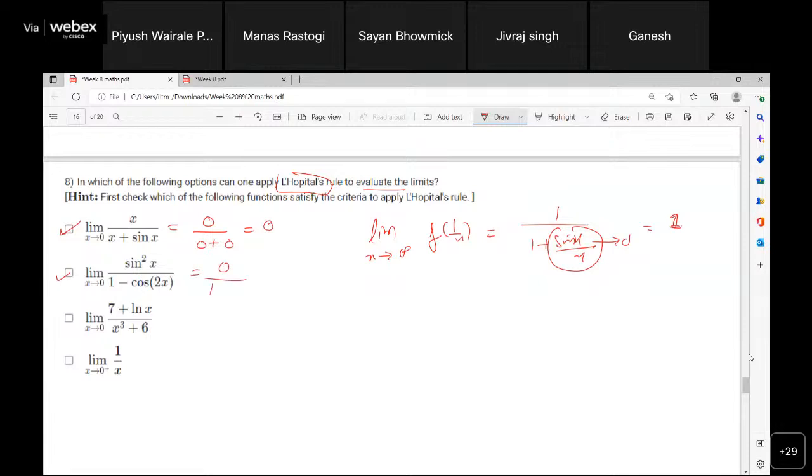Now this case: at 0, 1 minus cos 0, that is 0. This is also 0. 0 by 0. Now what about this? 7 plus ln of 0, 0 plus 6. Is this 0 by 0 form? No, sir. You cannot apply. What about this? Directly it is infinity, right? So you cannot apply here also. So first and second options are correct.